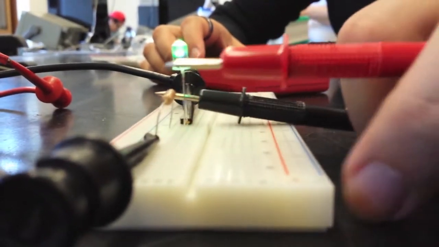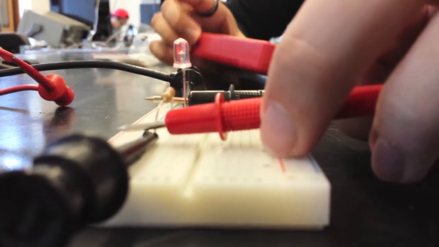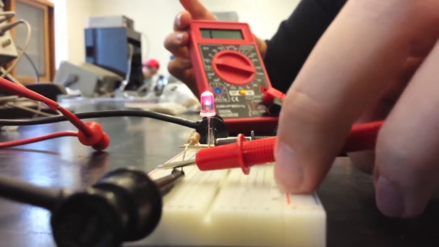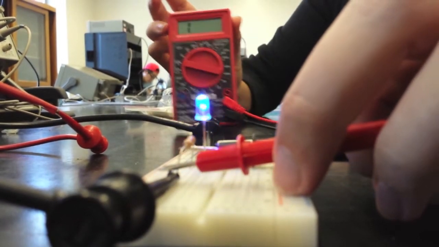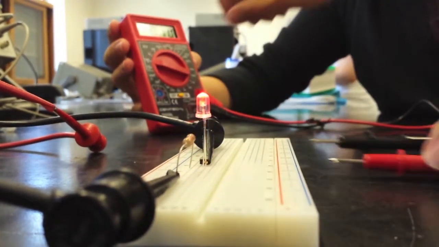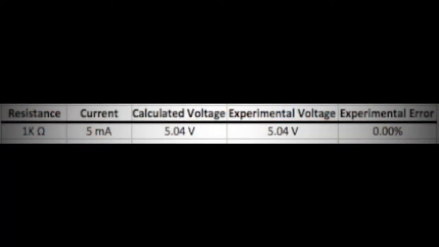Using a current of 20 milliamps, we calculated a voltage of 2.05, and our experimental value was the same, which gave us some pretty awesome results. Our last trial involved a 1000 ohm resistor. With 5 milliamps of current, it gave us a calculated voltage of 5.04, which also matched our experimental value.